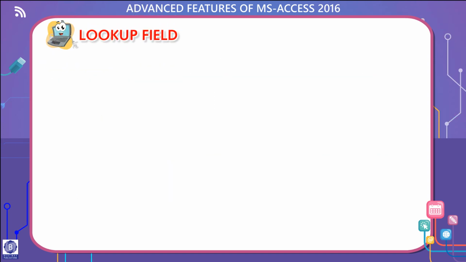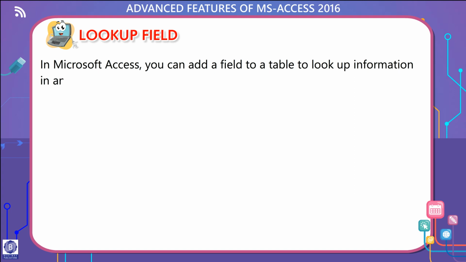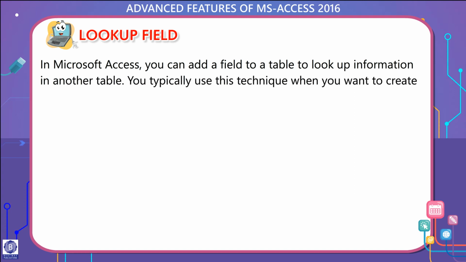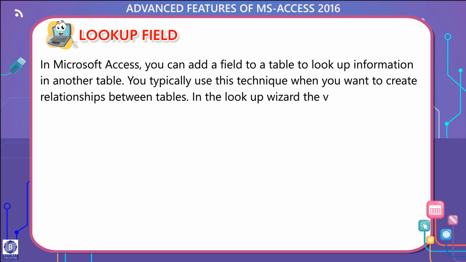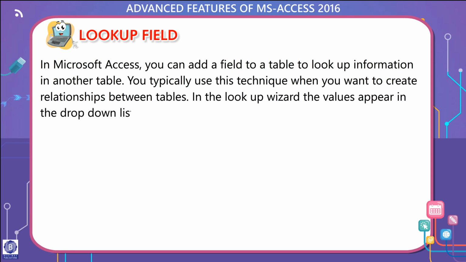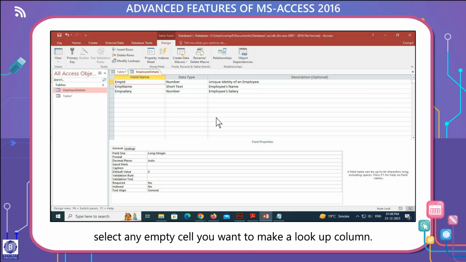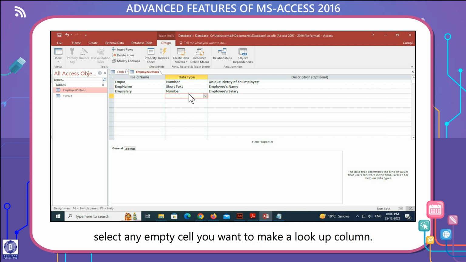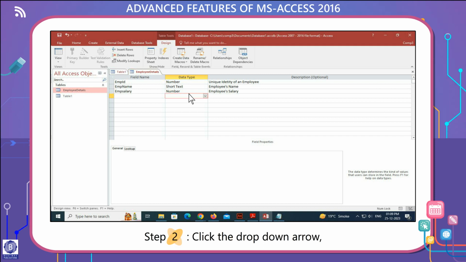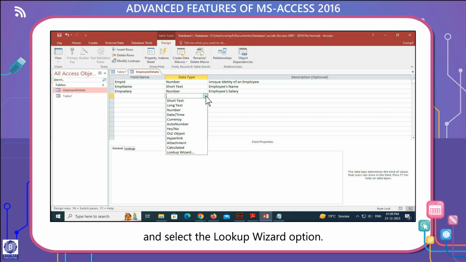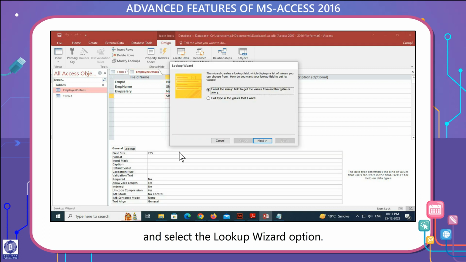Lookup field. In Microsoft Access, you can add a field to a table to look up information in another table. You typically use this technique when you want to create relationships between tables. In the Lookup wizard, the values appear in the drop-down list. Step 1. In the Design view, select any empty cell you want to make a lookup column. Step 2. Click the drop-down arrow and select the Lookup wizard option.